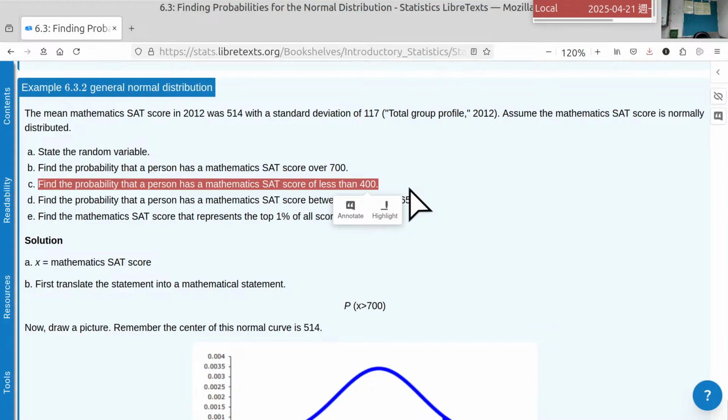Transfer the 400 into the z-score. Remember that? Z-score, you can scroll up to see the formula. You must calculate by yourself. I stop talking now. I stop instruction now. You need time to digest this one.